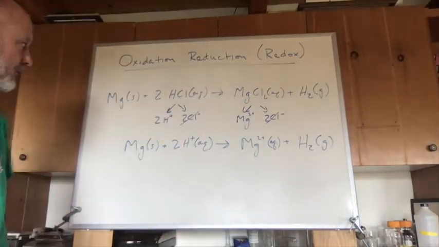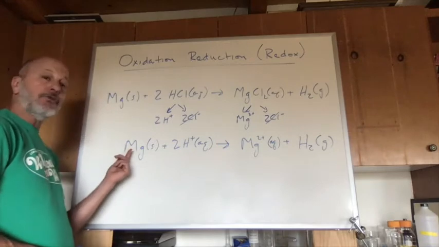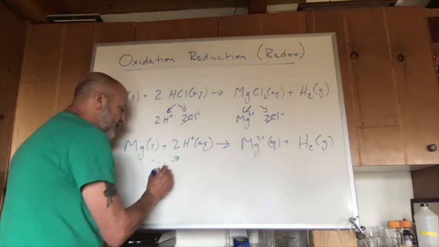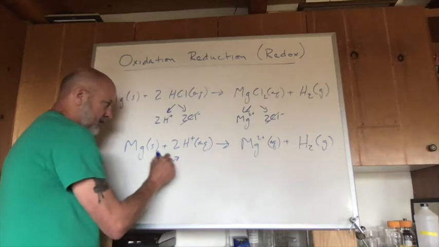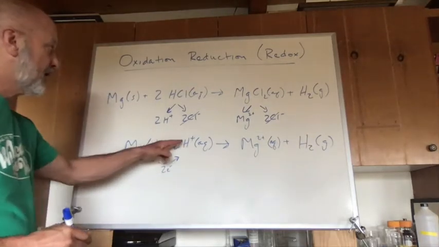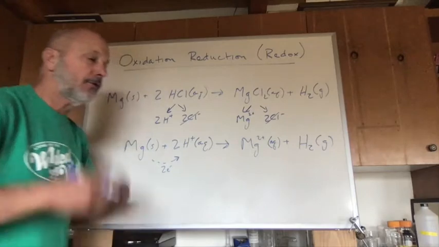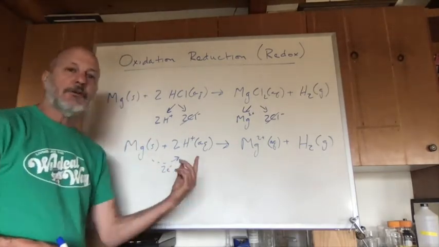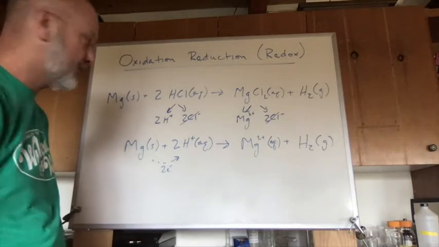There's a transfer of electrons occurring here. Magnesium was neutral. It had all of its electrons. It sends its 2 valence electrons to these positive hydrogen ions. Now the hydrogen ions are neutral and they escape as gas.